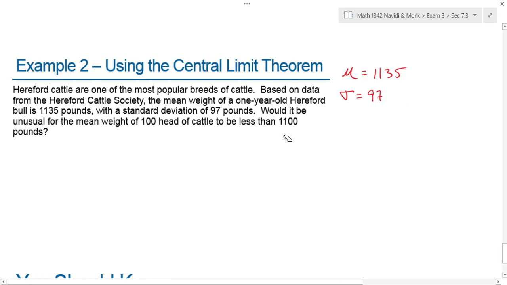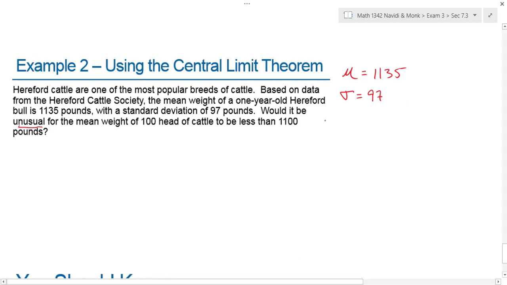It wouldn't be that unusual for an individual bull to have a weight less than 1,100 pounds, but what about 100-year-old bulls? Not 100 years old. What about 100 yearlings? It would be unusual, but we've got to show it. The cutoff point for usual versus unusual, remember, is 0.05. If a probability is less than 0.05, then we say that something is unusual.